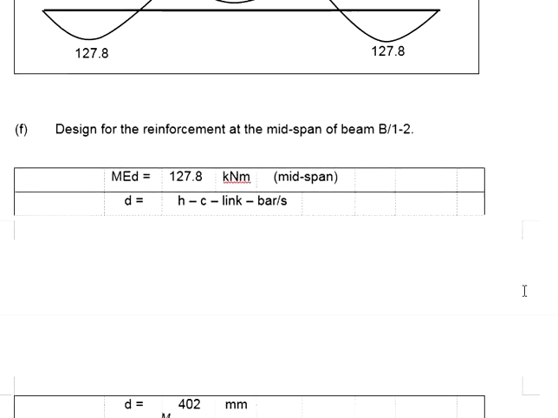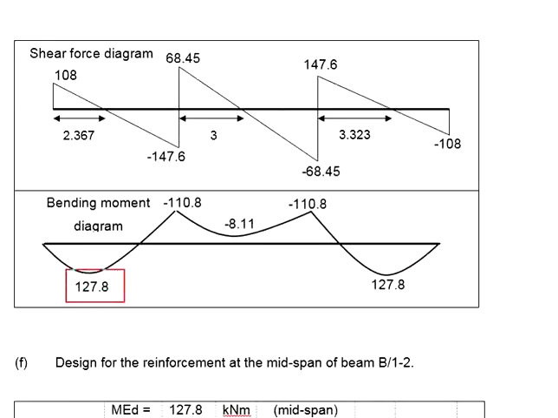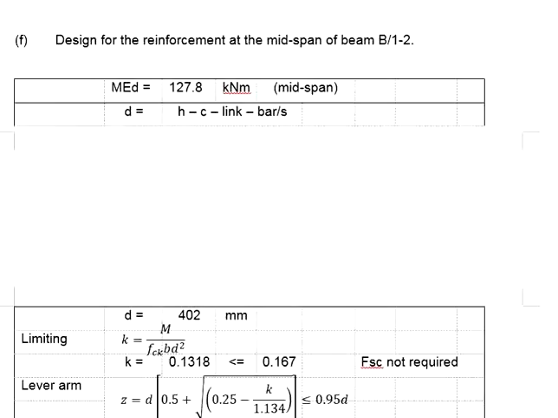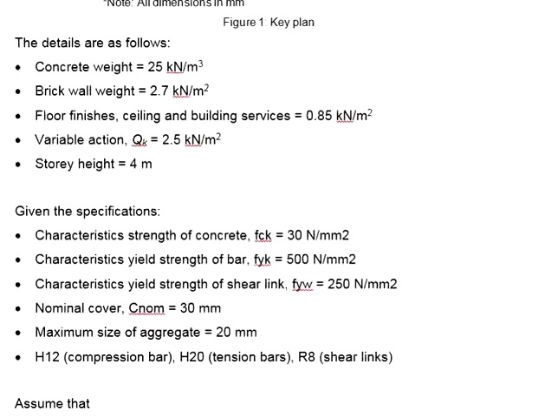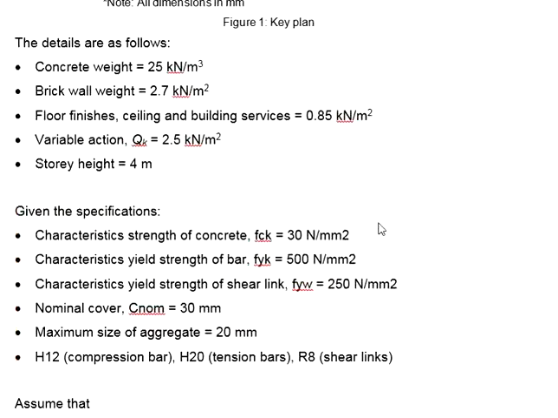Coming back to this question, you are asked to design the reinforcement at the midspan of beam B1 to 2. That means this will be the moment that you are designing, which is going to be the bottom steel bar. Therefore, your MED will be equal to 127.8 kNm. Next, you will need to calculate the effective depth. Before that, find some details and specifications of the beam from the question.